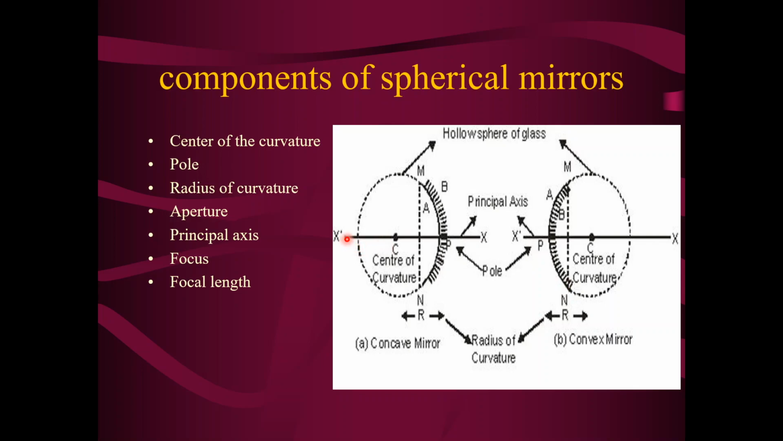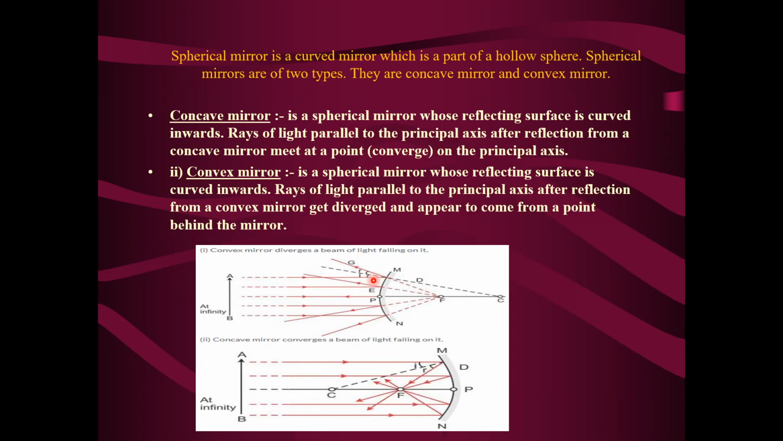Principal axis is the imaginary line which passes through the center of curvature and the pole. This is the principal axis. Now, another terminology you must be aware of: focus. What is focus? Here in this image, this is the figure.